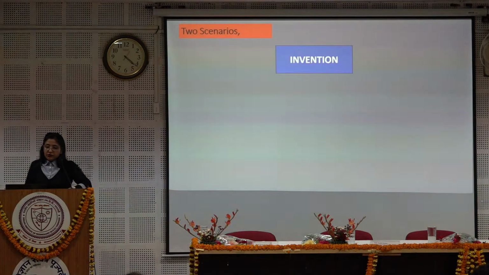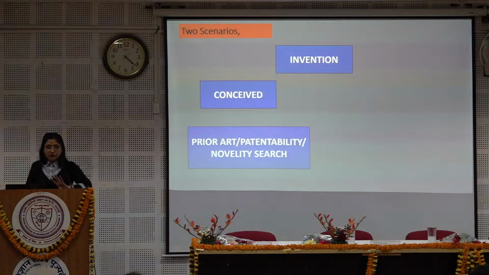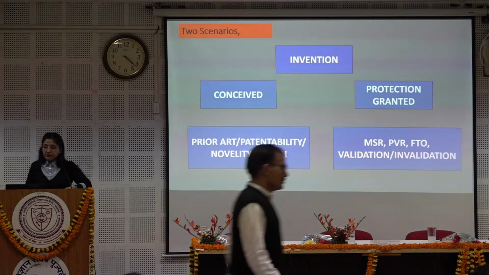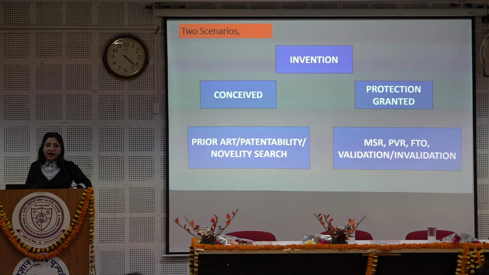Okay, so there are two scenarios. You have an invention, you get it conceived and you have your IPR secured on it. Then you have your invention already granted, the patent is there. Now you have to do a market search. You need to know what is the value of this particular patent in the market when we are going to commercialize it. So you need to have a validation and invalidation of that.